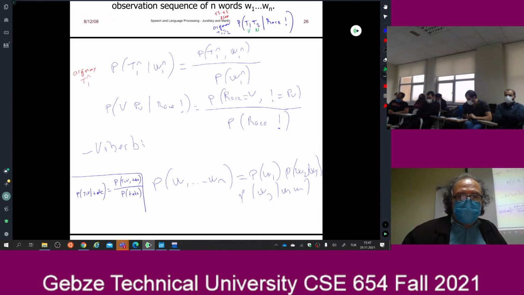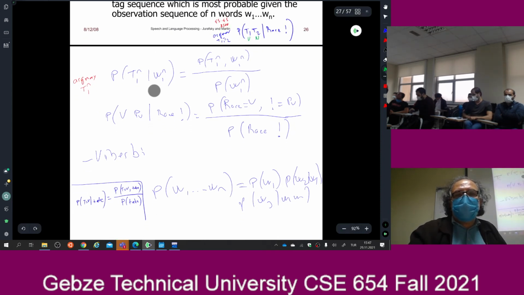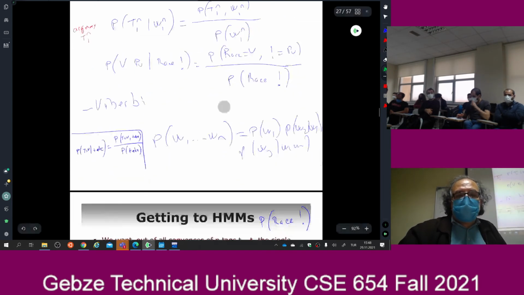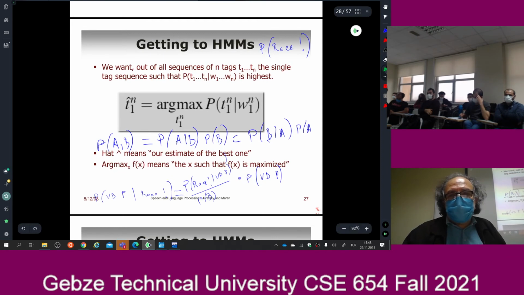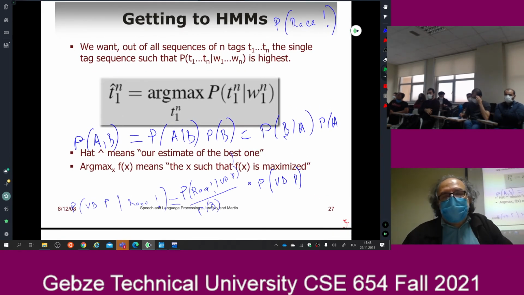So we need to do some approximation. You know the idea, right? What we're going to do is use the Bayes rule, just write it the opposite way. We will make some approximations, and after the approximations, we will be fine. So getting the HMM, that's what we are going to do. We already wrote this, right? Good. I already wrote this.